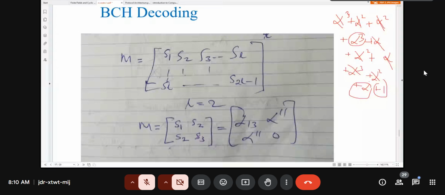So in the M, we are getting this. S1 is alpha to the 13, S2 is alpha to the 11, S3 is 0 here. So we are only using this, we are not even using S4. So for L is equal to 2, that is our matrix M. Now, what we need is M, because you want to calculate lambda.